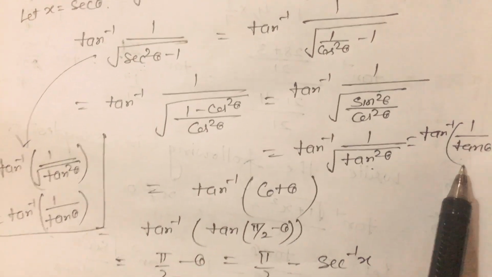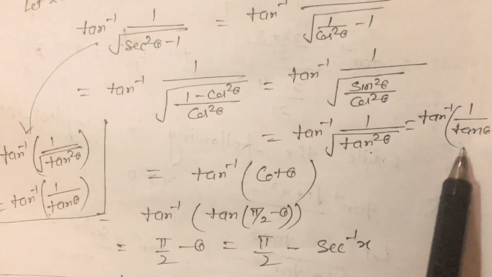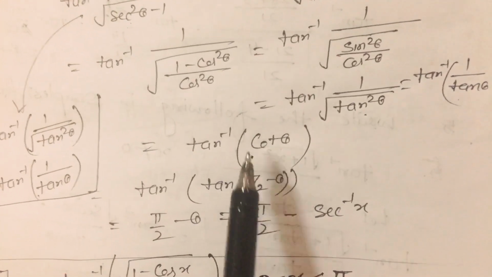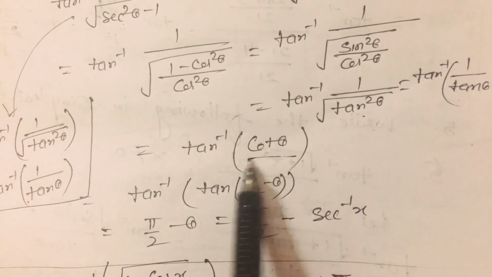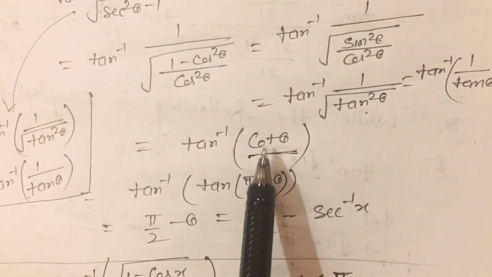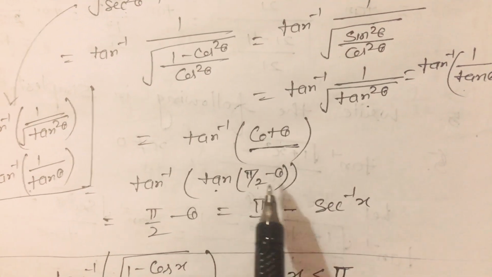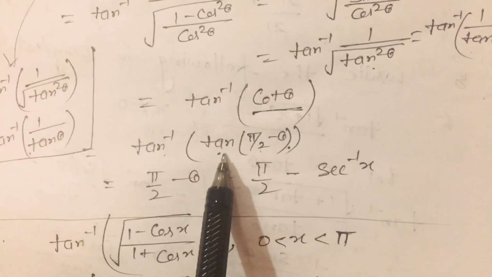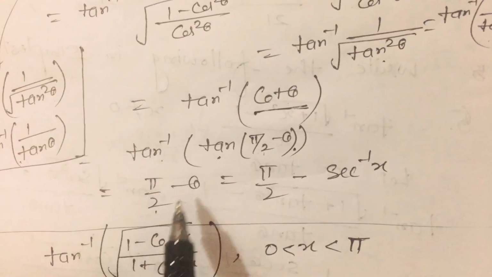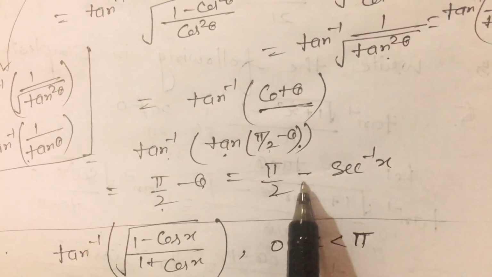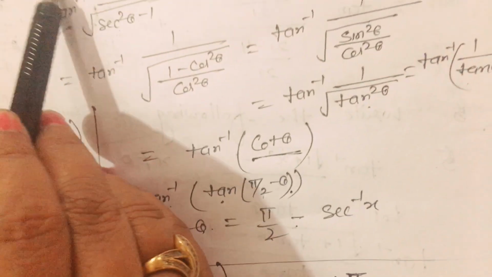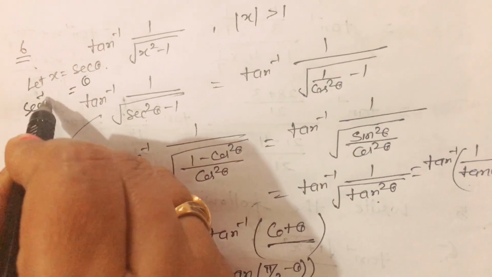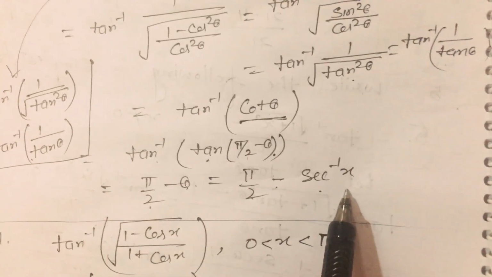So tan inverse 1 upon tan theta. 1 upon tan means cot, and if I want to cancel, then it should be tan. So what is the relationship between tan and cot? We can write cot theta is equal to tan of 90 minus theta. So tan inverse cancels with tan, and we will get pi by 2 minus theta. What is theta here? We have taken x is equal to sec theta. Then theta will be sec inverse x. So this is pi by 2 minus sec inverse x.